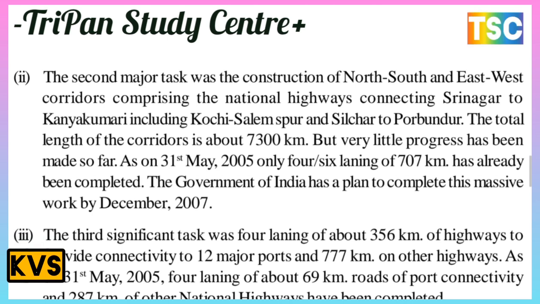That is important. The next point: the third significant task was four-laning of about 356 km of highway to provide connectivity to 12 major ports and 777 km on other highways. As on 31st May 2005, four-laning of about 69 km of road for port connectivity and 287 km of other national highways has been completed.